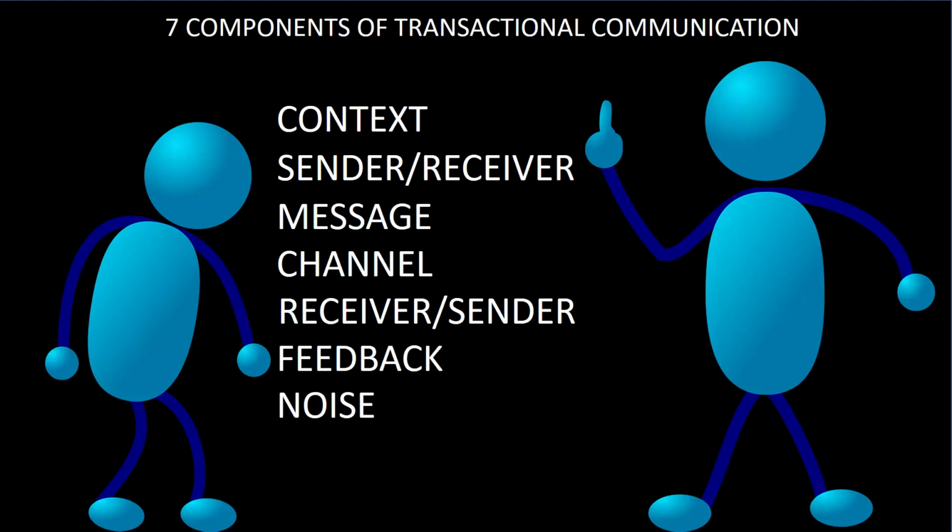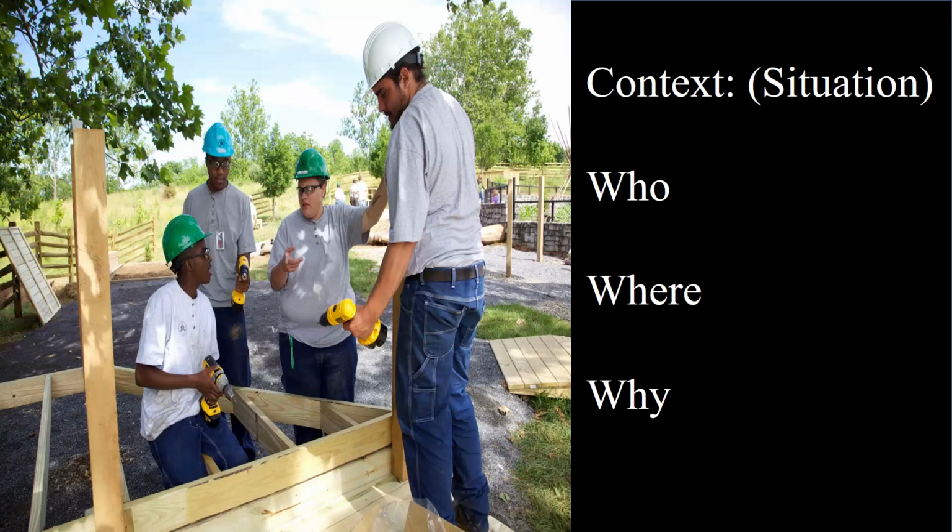Let's begin with context. Context is the situation in which the communication occurs. Basically, it is who is involved, where are they, and why are they there. If you change any part of context, that whole situation can change. For instance, if you are with a group of friends at a friend's house to build a shed, your communication expectations will be different than if you are employees on a job site to construct a shed.